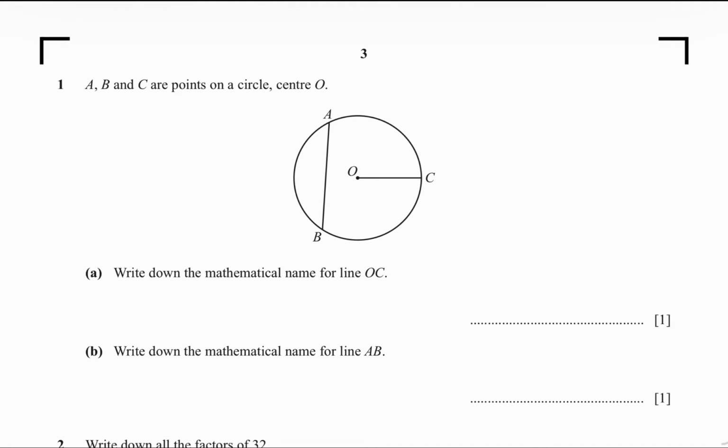Today we will be going through Cambridge IGCSE October November 2025 paper 3-2. So this is a calculator paper, so all the calculations you can use your calculator. So let's start with the first question that we have here.